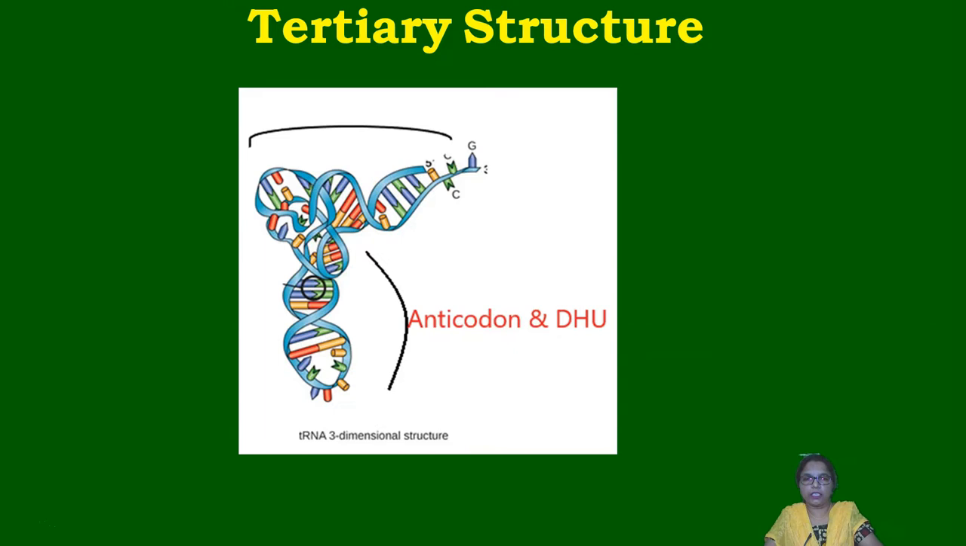Coming to the tertiary structure of tRNA, it is an L-shaped structure where one arm of the L is formed by the anticodon and DHU arms. See, this is the L-shaped structure. One arm is formed by the anticodon and DHU. Another arm is formed by what? T-psi-C as well as the amino acid acceptor stem. Okay, this is the tertiary structure to which the amino acid usually gets attached, and these are the primary, secondary, and tertiary structures of the tRNA.